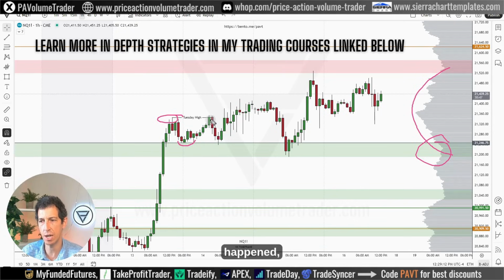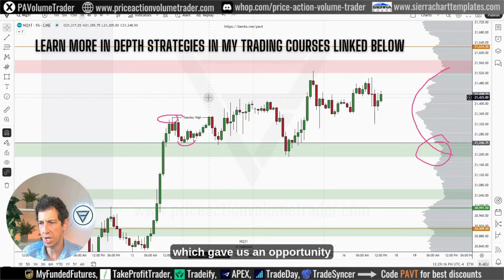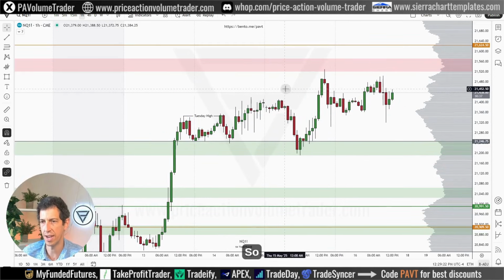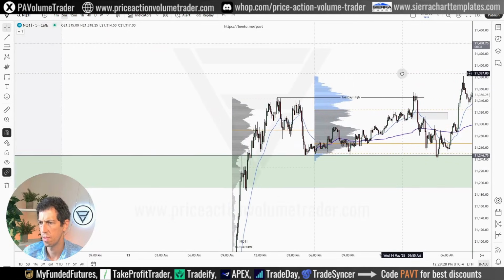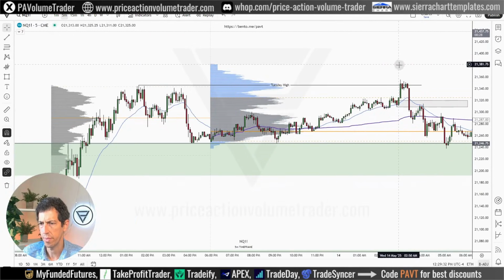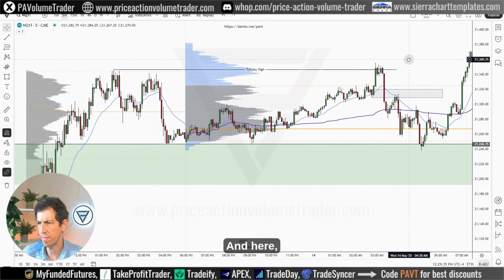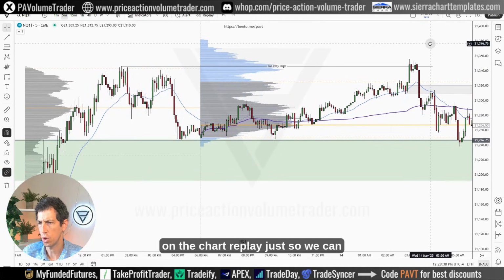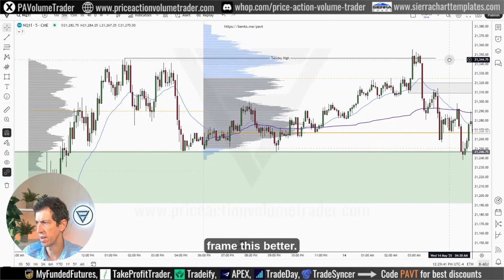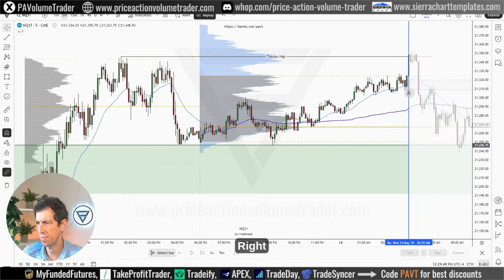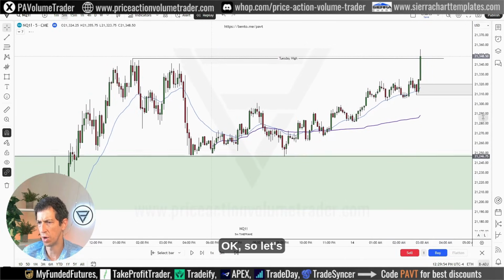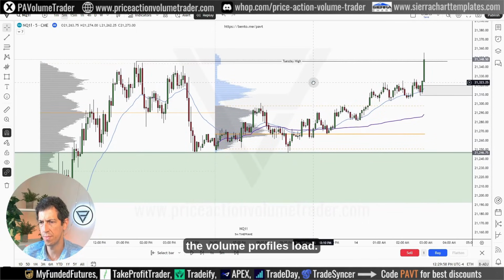And this is where the setup happened, which gave us an opportunity right into the European open. So this was a pre-market trade. Let's go into the 5-minute. And here, let's go on the chart replay just so we can frame this better. I'm going to cut this off right at this candle right here. Okay, let's let the volume profiles load.